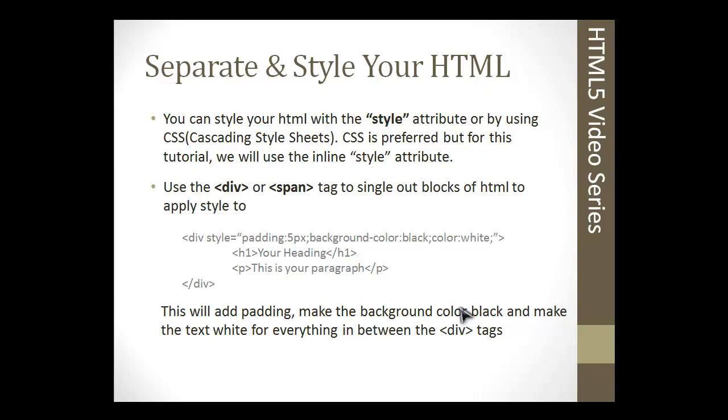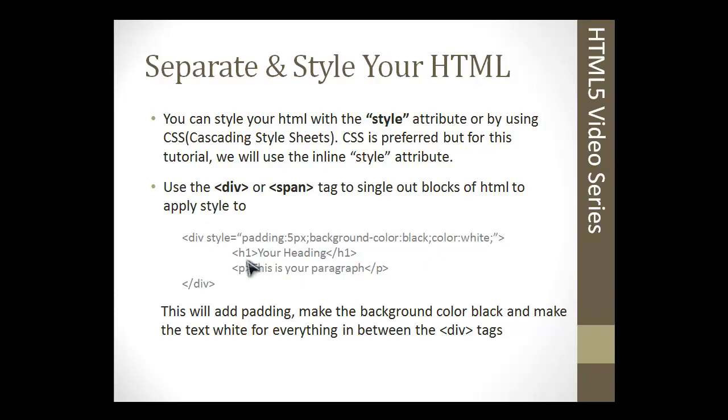And to separate certain blocks of HTML, we can use the div tag or the span tag. And the biggest difference between these is the div is a block level element and span is inline. And here we have an example. We're using the div tag and we're using the style attribute, and then we have the selectors and the values. So we have padding, which is 5 pixels.